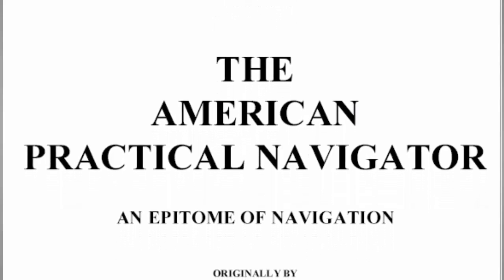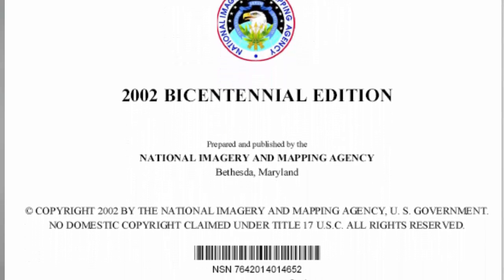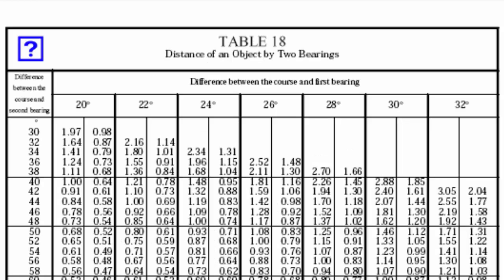The classic navigation text, American Practical Navigator, written many years ago by Nathaniel Bowditch, gives a method for solving this CPA question in Table 18 titled Distance of an Object by Two Bearings, and the accompanying text in paragraph 821. To use this table, we first need to calculate the angle of our two bearings relative to the bow of our boat, which I'll refer to as bow angles.